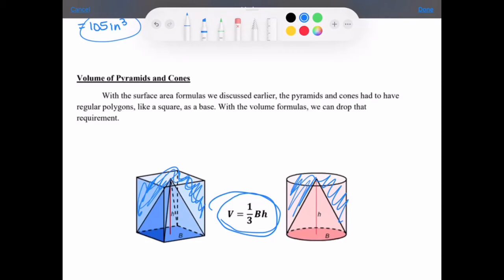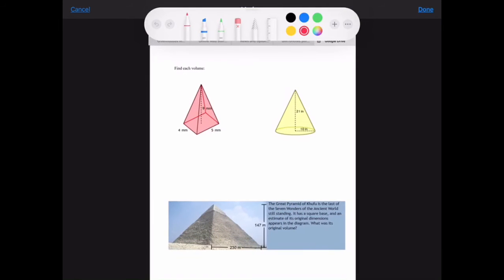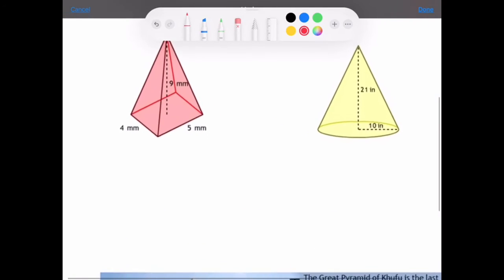It's sort of like we're finding the volume of the prism, but then we're only taking 1/3 of it because we don't have the entire shape. We're only having part of it. So what you have to know is when we're doing cones and pyramids, volume is 1/3 base times height. Now let's find the volume of each of the following figures we have here. So let's start with the pyramid.